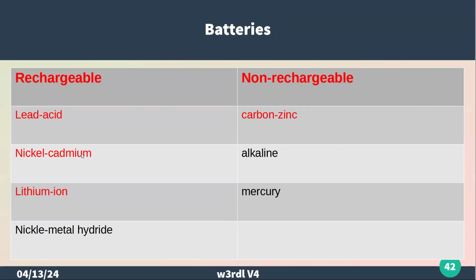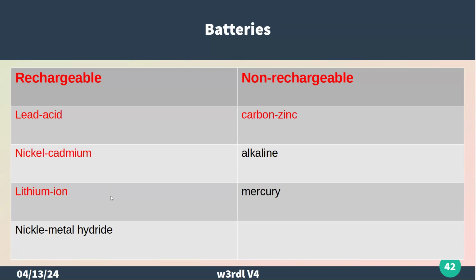One of the reasons is what they would call a memory effect. For people that kept them on the charger all the time, they would lose their ability to fully charge. So you really needed to manage them, discharge them all the way down and then charge them back up, or they would lose part of their ability to store energy.